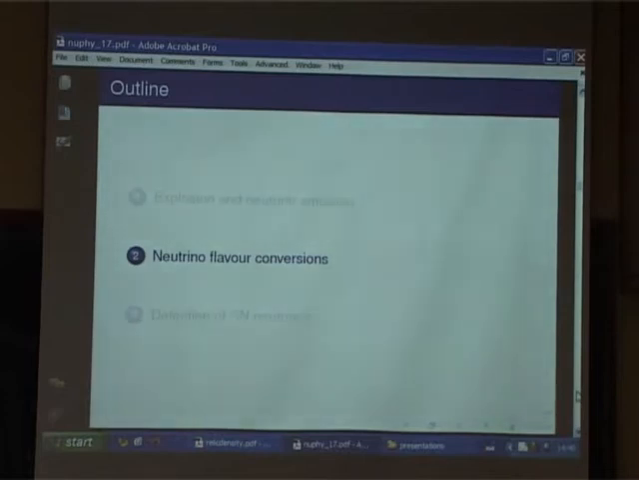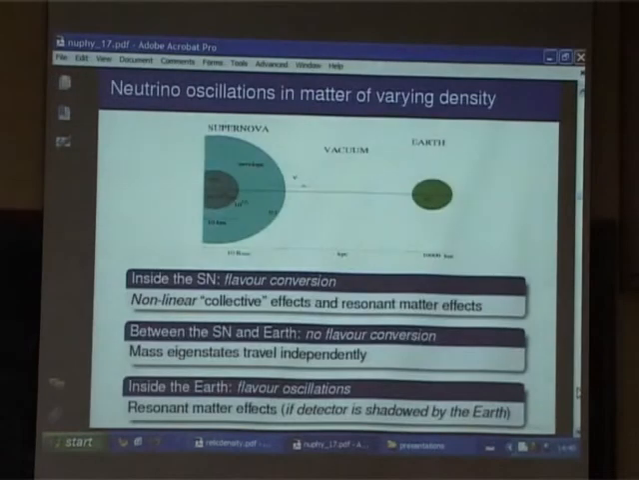So let's see how do we do it. Okay, so we're going to start in the core. Densities of the order of 10^12 and 10^10 grams per cc. Then we are going to come to the surface of the star. The density is very small, let's say 0.1 grams per cc. Then you will travel from that core to reach the Earth.